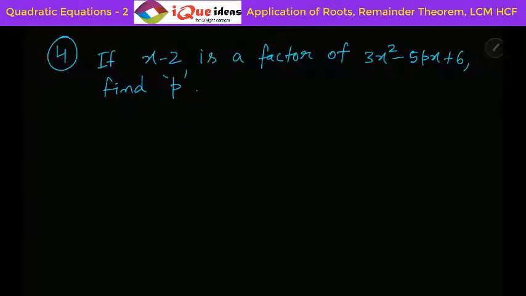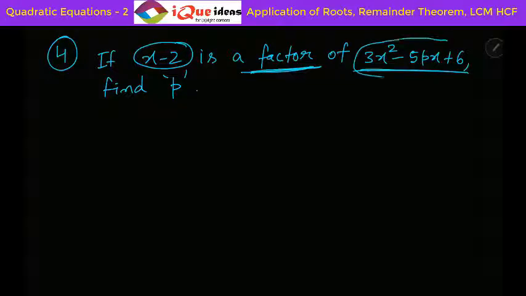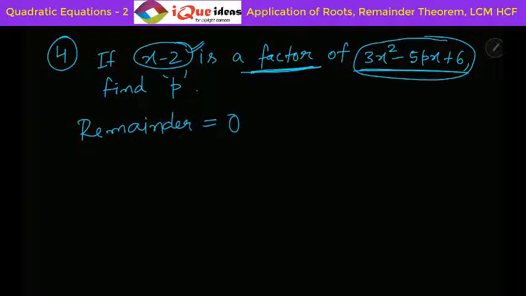Now this question says if x minus 2 is a factor of 3x square minus 5px plus 6, then find p. Now here what it means is when I say x minus 2 is a factor, that means when this expression is divided by x minus 2, remainder should be equal to 0. Right? Remainder should be equal to 0. Why? Because x minus 2 is a factor. Okay, so when it is divided by x minus 2, remainder should be 0.